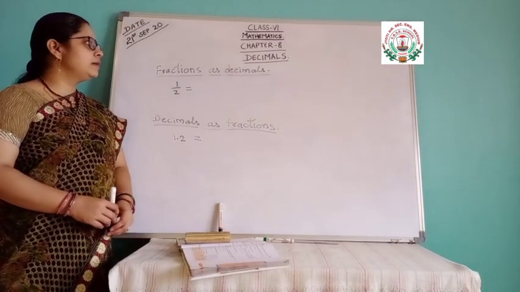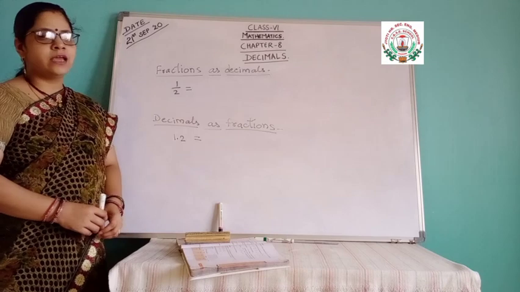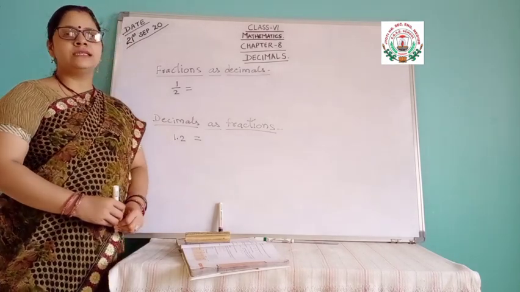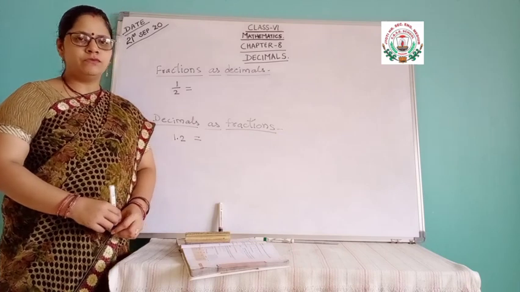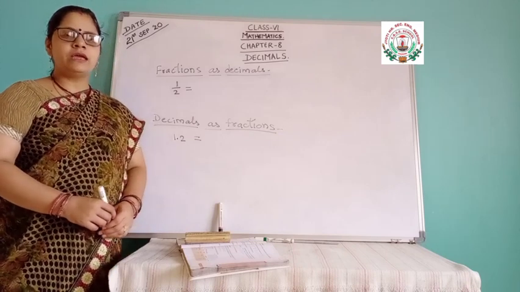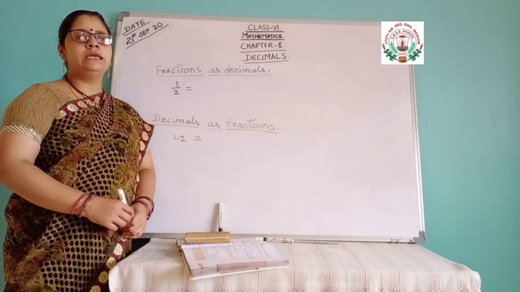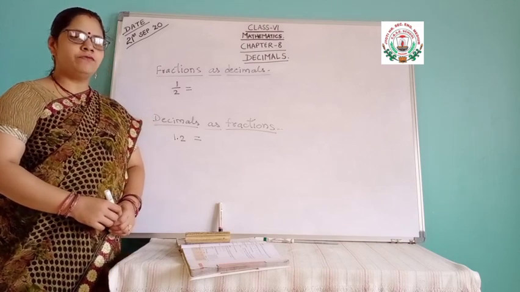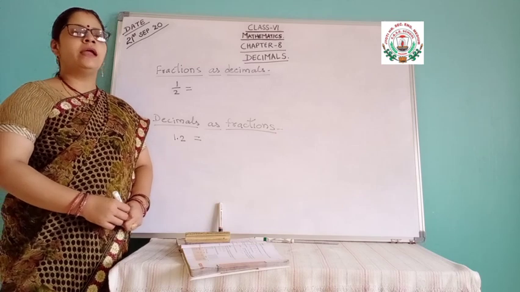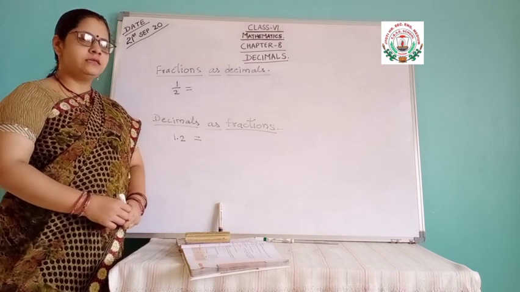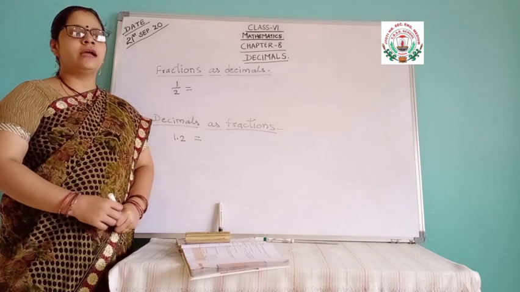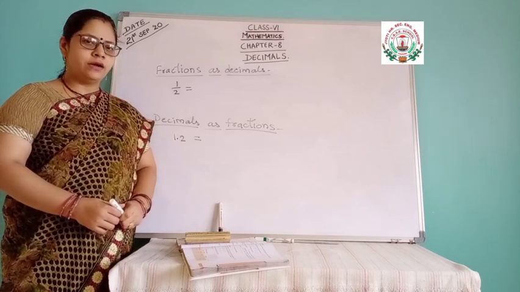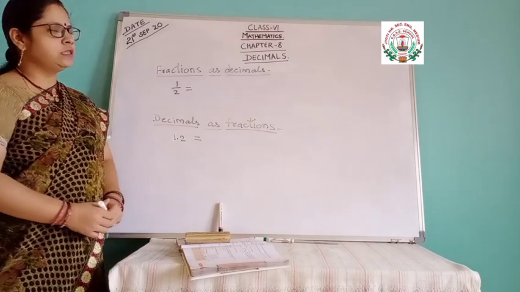Now let us see how fractions can be converted to decimals, and in the reverse order, how decimals can be converted to fractions. The simple way is, if we have 10, 100, 1000 in the denominator, it will be easy to put the decimal. And if the decimal is already given, if you want to write it as a fraction, dividing by 10, 100, 1000 will be easy for us.